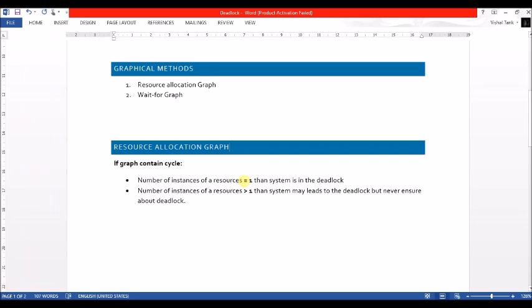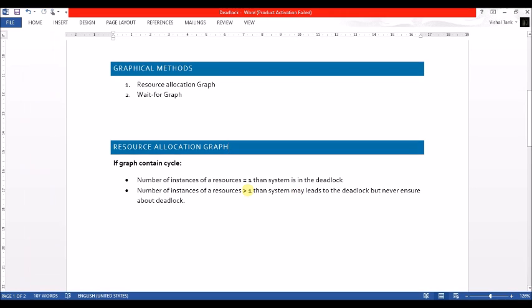But if there is a cycle in the graph and the number of instances of resources is greater than 1, then the system may lead to a deadlock, but we can never be sure about the deadlock. Now let's see what is a wait-for graph.